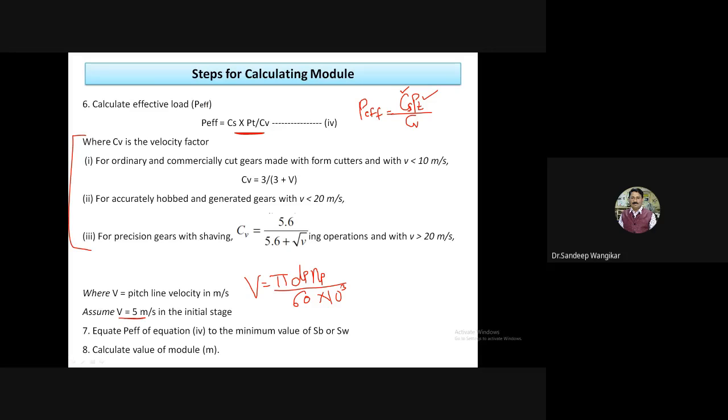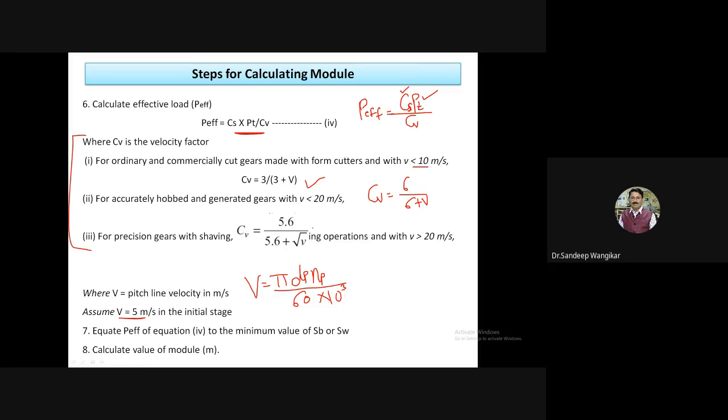So either it is given numerically, and you can assume V, then based on the value of V, you can use the formula for less than 10. This formula I will use for 10 to 20. Second formula is here: CV is equal to 6 upon 6 plus V. So if V is less than 10 meters per second, I will use 3 upon 3 plus V. If the pitch line velocity is between 10 to 20, I will use 6 upon 6 plus V. And if it is greater than 20, I will use the formula 5.6 divided by 5.6 plus under root V.